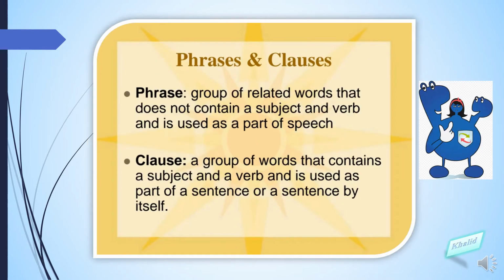Phrases and clauses. Here you are going to learn more about phrases and clauses. A phrase is a group of related words that does not contain a subject and verb and is used as a part of speech. A phrase acts collectively as a single part of speech and is usually a noun, adjective, or an adverb. A phrase cannot stand alone as a sentence. Clause: a group of words that contains a subject and a verb and is used as a part of a sentence or a sentence by itself. It means clauses may be able to stand alone as a sentence.